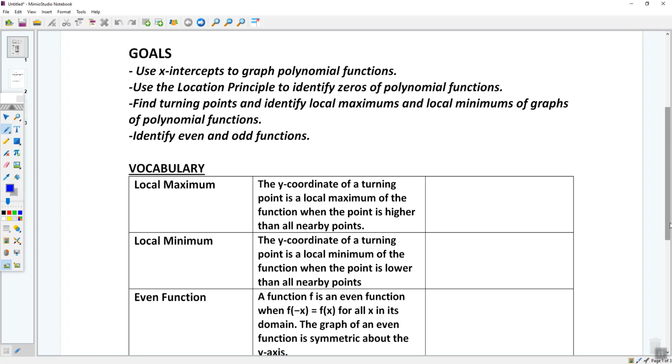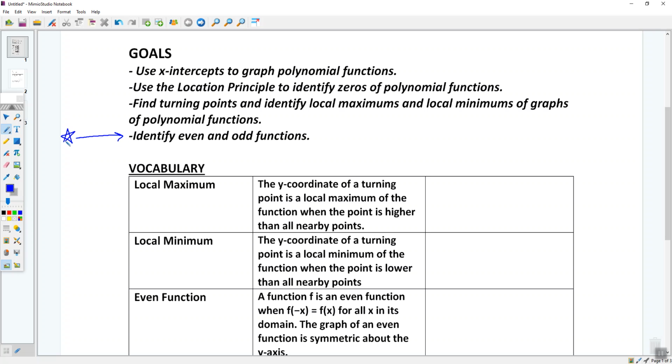So guys, goals today. One of them is to use x-intercepts to graph polynomial functions. And again, decimals is going to help us a lot. Two, use the location principle to identify, what's the word? Zeros, roots. You've heard these words before, right? Of polynomial functions. We're going to find turning points and identify local maximums and local minimums of graphs of polynomial functions. And then that one, if there's anything that's somewhat difficult for kids, it's this right here. You might put a star by this one and say, pay attention when we get to that part. For some reason, that's kind of difficult on kids, but I think that once you see it today, you'll understand what's going on, okay?